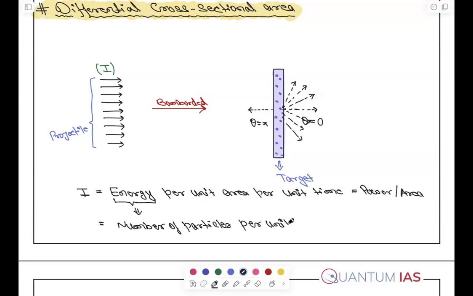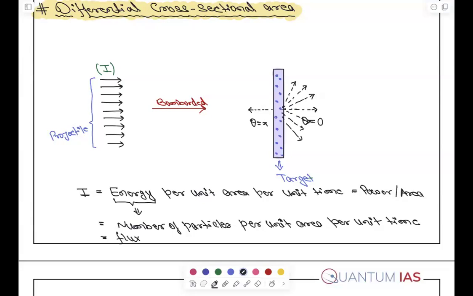Per unit area, per unit time, which we sometimes also call flux. Do not get confused in these things, right? It is also known as flux. Everyone is clear till here, right?